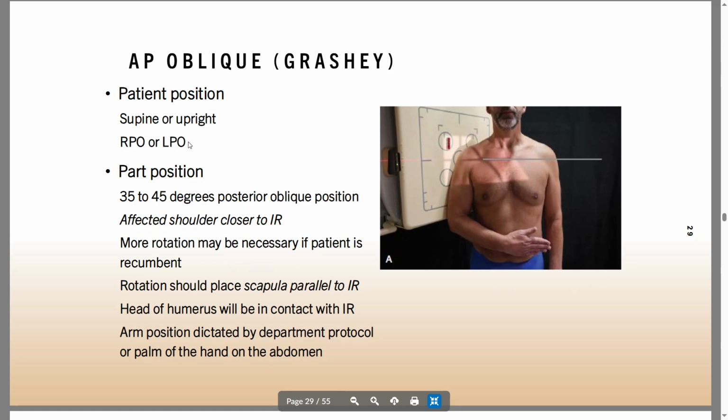We've also talked about in lab what RPO and LPO stand for. Remember, RPO is right posterior oblique, LPO is left posterior oblique, so that's just telling you what shoulder and what part of what shoulder is contacting the bucky. So if we did a right posterior oblique, then we're imaging the right shoulder for a Grashey's position. But if we did a right anterior oblique, we'd be imaging the right shoulder for a scapular Y view. So keep that in mind for test questions.